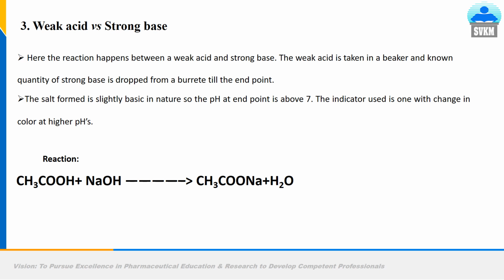So while using indicators, we have to go through the pH also, because for the reactions we are going to use, we need to monitor the indicators too. The reaction used here is acetic acid, which is a weak acid, reacting with a strong base, that is sodium hydroxide, which gives sodium acetate plus water as a byproduct.